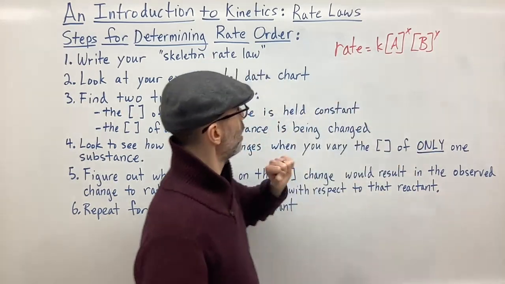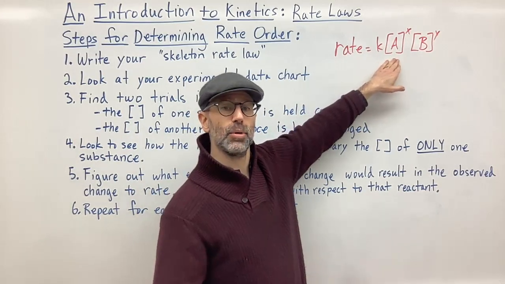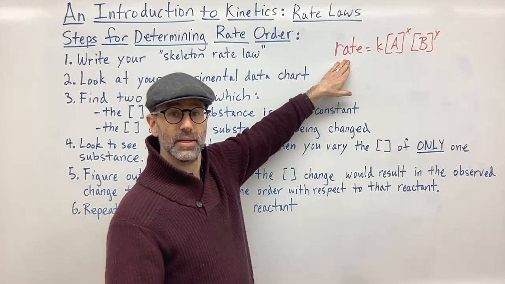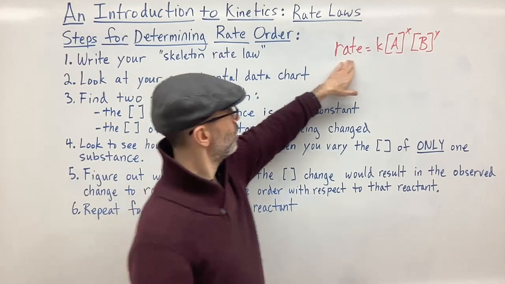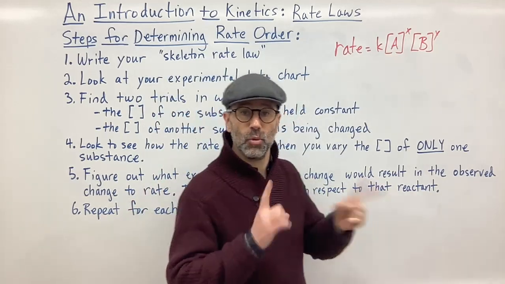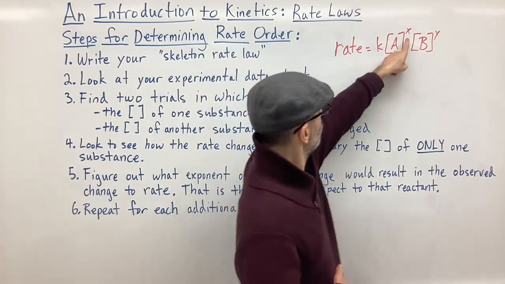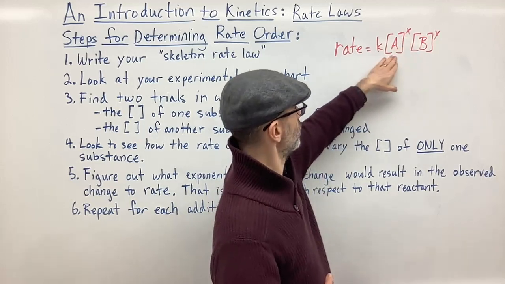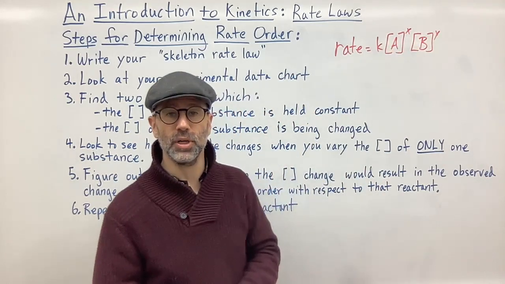But what happens if I double the concentration of A, and the rate of my reaction doubles? Well, in that case, it's a one-to-one relationship. So here, my X would be a 1, and I'd have the concentration of A raised to the 1 power. So that would be first order.